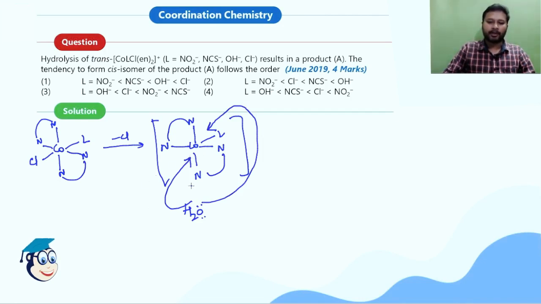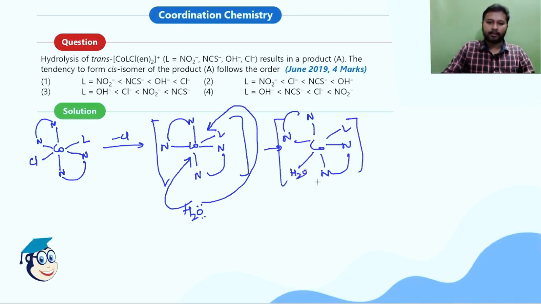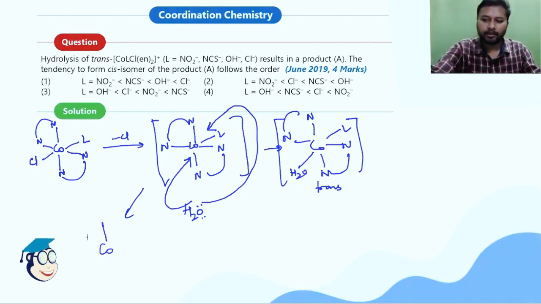If it comes from this particular side, you will be forming a trans-isomer, where you will have Co, and your N and N are like that only, and this N and this N are as they are. You have this L, and over here you will have H2O. This is called the trans product. Or if it attacks from this particular side, then the cis product will be formed, and in that case you can say it in this way, that you have cobalt, and let's say you have something like this.